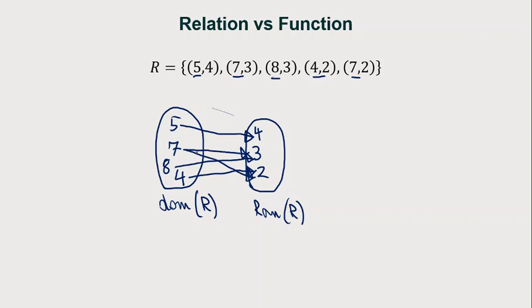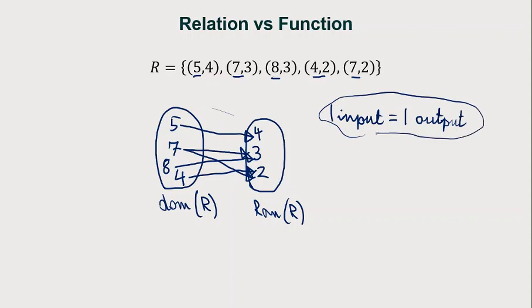So here what you would notice is that 7 is linked or related with 3 and 2 at the same time. That means it is not a function, because for a function you need, for one input, exactly one output. This is a golden rule of a function, if you like to call it that way. Okay, for every input you have exactly one output.